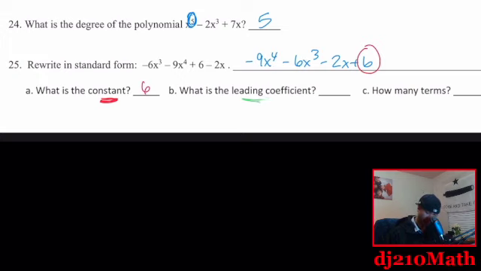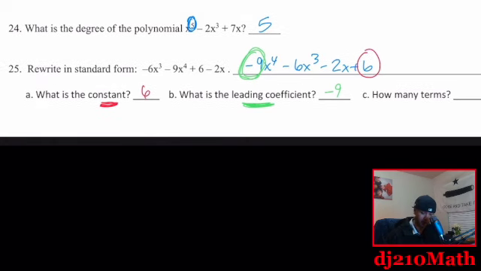The leading coefficient, that's the coefficient on the term that has the largest degree. So that's this guy right here. So negative 9, because x to the 4 was the largest degree. It's the leading term. So I want the leading coefficient, which is negative 9. And how many terms are there? There's 4 individual terms. There's 4.